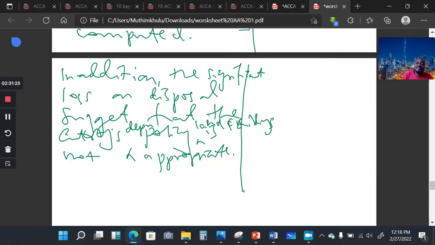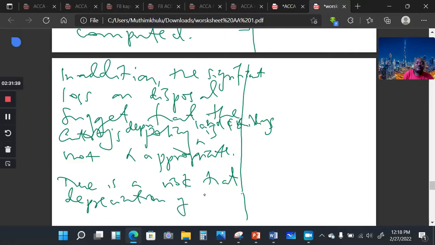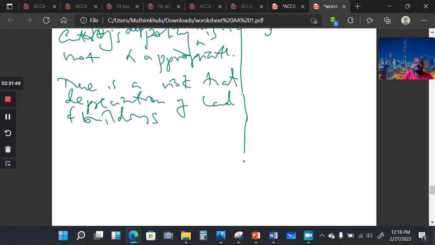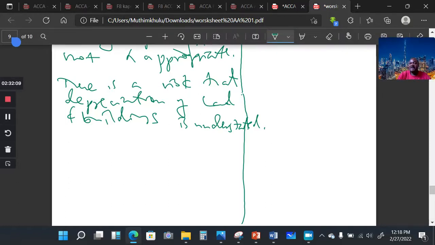So what is the risk? The risk is that, as in this case, there is a risk that depreciation of land and buildings is understated. Why am I saying it's understated? Okay, let us just illustrate this fact with an example.